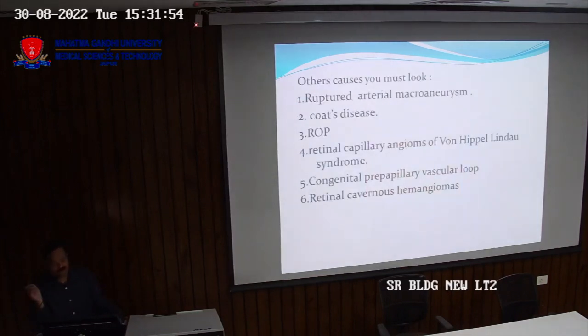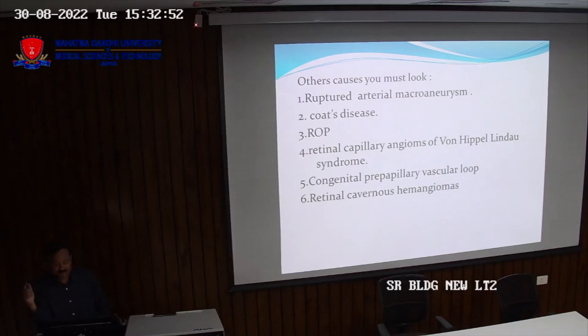The other causes which you should look for is any arterial macroaneurysm. Then there are other congenital disorders like Coats disease, or in young patients, this subgroup is also increasing day by day because of increasing facilities of neonatology, gynae, obstetrics, increasing trend of surrogacy, IVFs, there are increasing number of premature births. And premature births are prone to have retinopathy of prematurity. So all those kids who are born before 7 months of gestation or with weight less than 1500 gram are liable to have retinopathy of prematurity, which can give rise to vitreous hemorrhage as one of the complications.